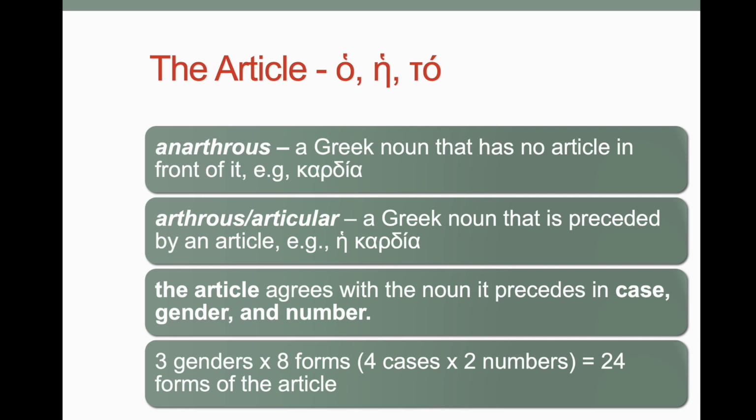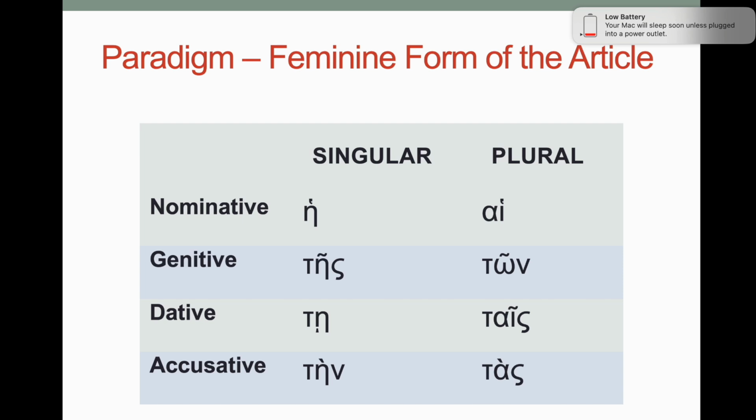So that's why you need to learn all the forms of the article. Because there are three genders, masculine, feminine, and neuter. And each one of those three genders has 8 forms to cover all the cases. So 4 cases times 2 numbers equals 8 forms, and 3 genders times 8 forms each gives 24 forms of the article you need to learn. So let's walk through the paradigm for the feminine form of the article.